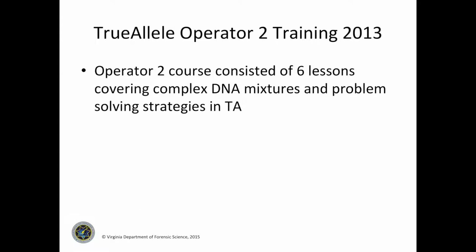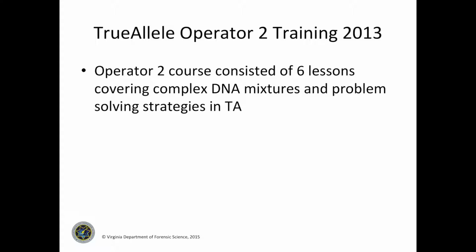When we had completed the Operator 1 training, we began the Operator 2 training offered by Cybergenetics. As the training went on, the DNA mixtures became more complex. Just like the Operator 1 course, the Operator 2 course consisted of 6 lessons and also included homework questions. The training was very well organized, and each lesson built on a previous one and demonstrated concepts that even this old ABO dog could follow.